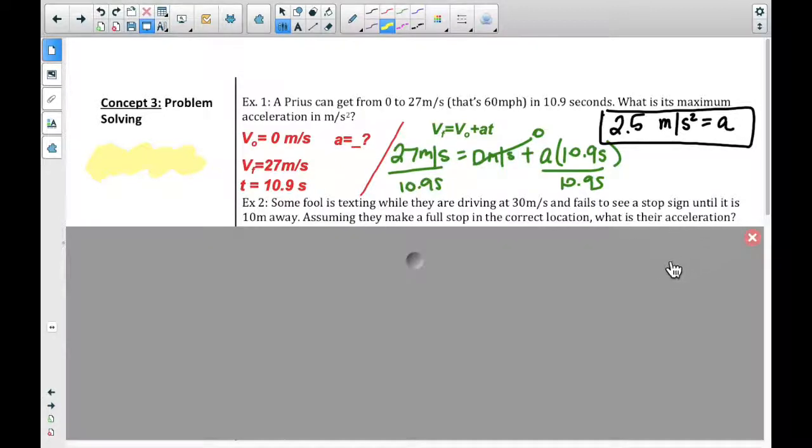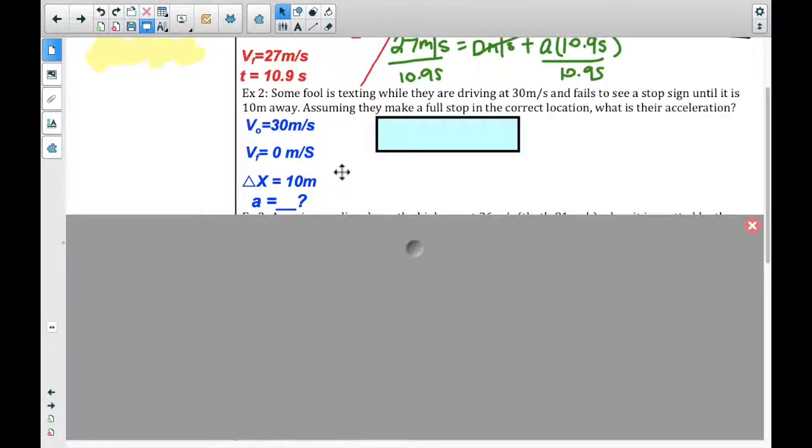All right, so once again, we're going to pause here and write down your variables. So pause the video, write down what you think the variables are going to be. Okay, you should have come up with the initial velocity is 30 meters per second. The final velocity is 0 meters per second. I called it delta x. If you wanted to have a final distance and initial distance, you could. I just called that delta x. And then the question is, what is the acceleration?